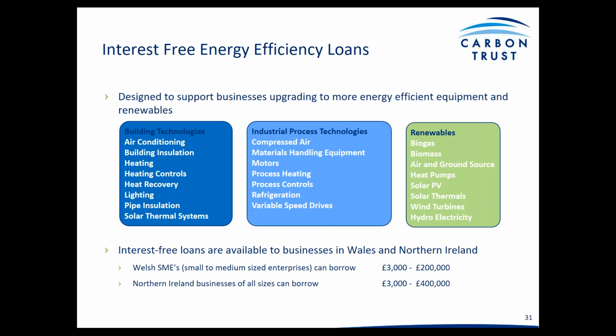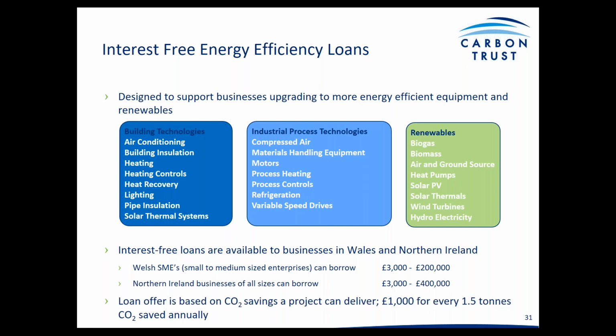These loans are available, as I say, in Wales, where companies can borrow between £3,000 and £200,000, and in Northern Ireland between £3,000 and £400,000. The concept is that the loan offer is based on the CO2 savings that a project can deliver. So we offer £1,000 for every 1.5 tons of CO2 saved annually.